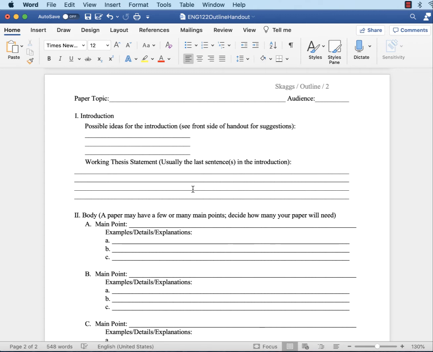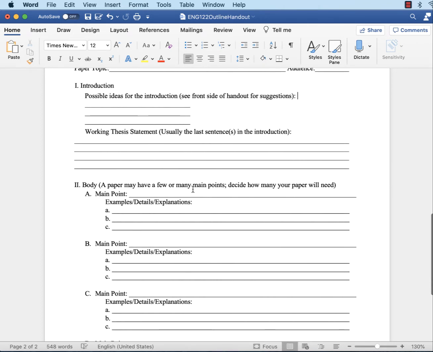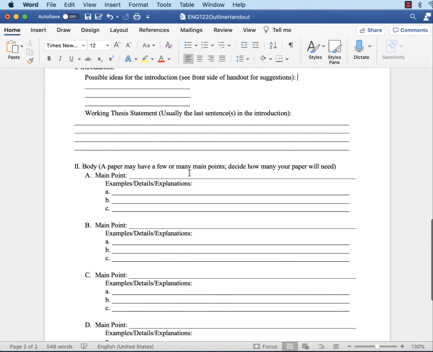Now you have a thesis that essentially answers that question. It's usually the last sentence or sentences in the introduction. You can have multiple paragraph introductions, but make sure your thesis statement is the last sentence in that introduction, no matter how many paragraphs you have.